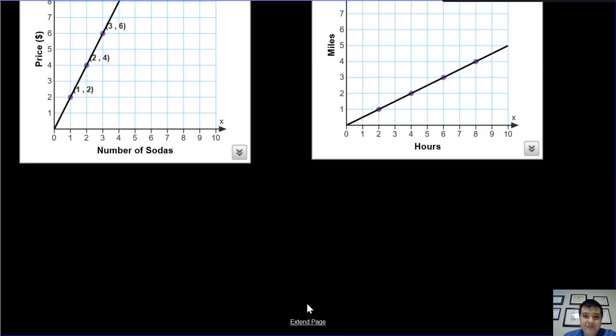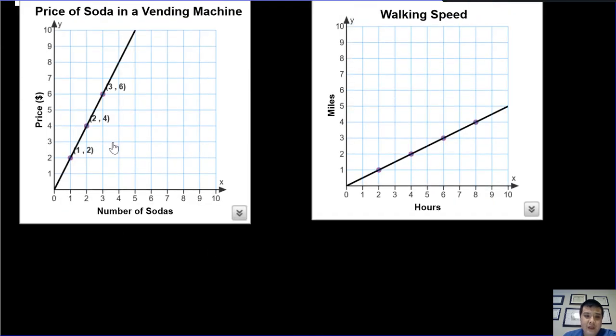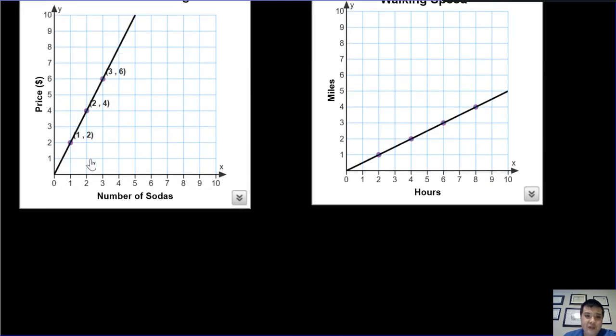So here we got 3 points we could use. We can use any of these points. We can use 6 divided by 3 and 4 divided by 2 or 2 over 1, because again, remember that the second number is the y and the first number is the x. Okay. So here our equation is going to be y equals 2x.